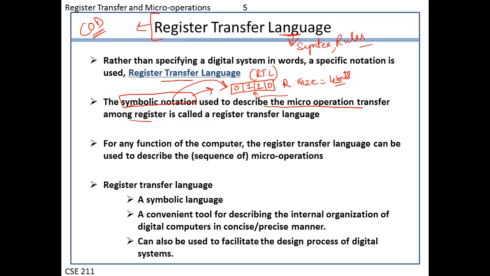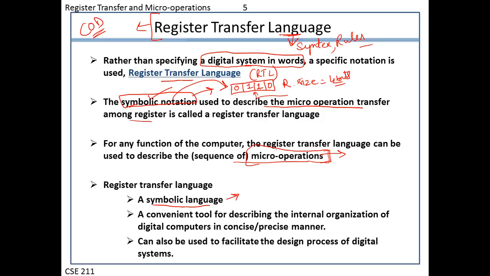So in RTL we specify things in the form of symbolic notations rather than using wordings or sentences saying that now the register will be able to update its data or load its data. How am I doing that? By the use of symbolic notations. The next point is that for any function of the computer, the register transfer language can be used to describe the sequence of micro operations. It can be fairly understood when we learn about these micro operations and how to implement them. For the time being, RTL is nothing but a symbolic language. I will provide a more detailed description of these symbolic notations in one or two slides.